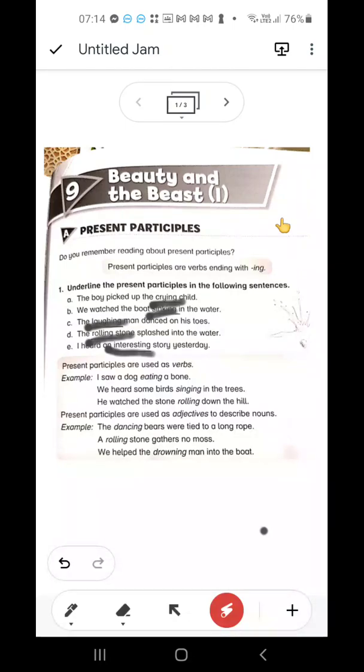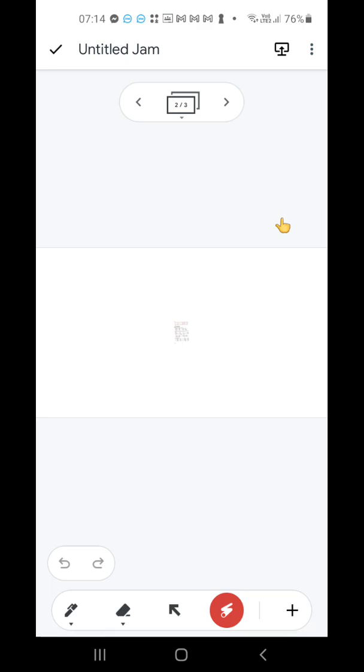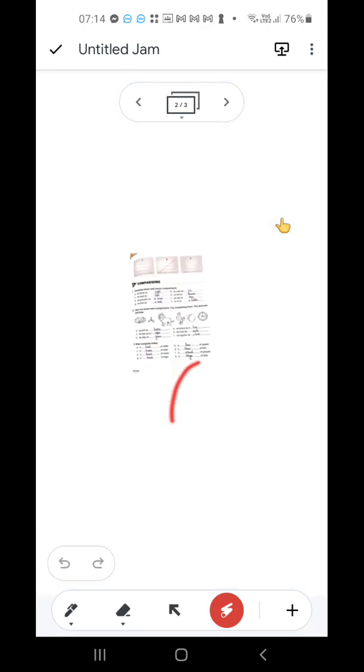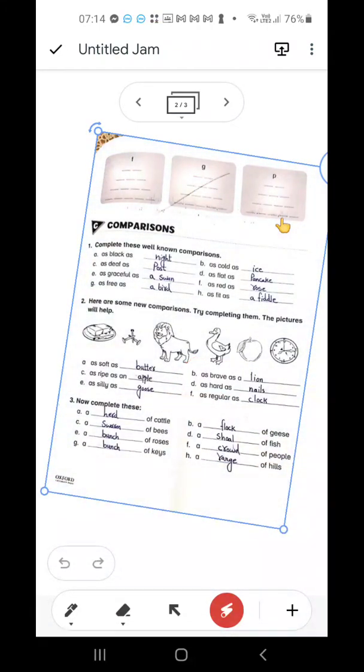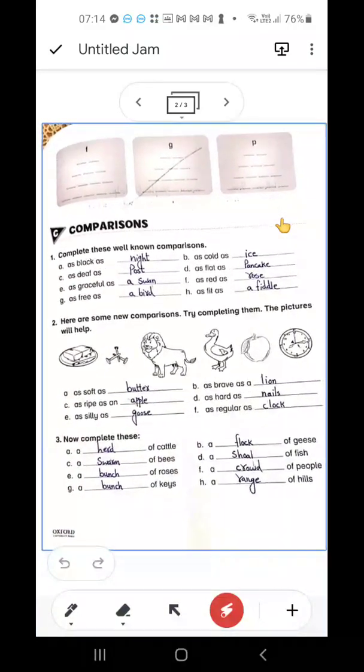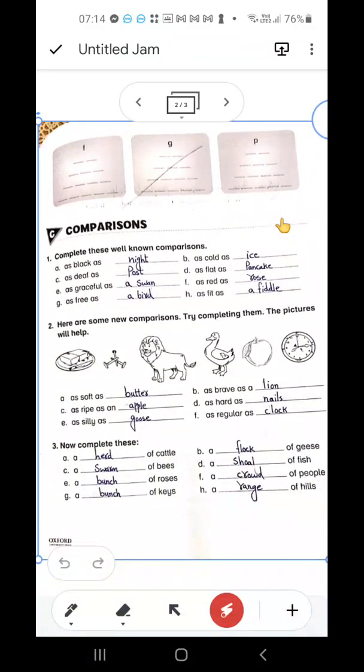Okay, come to the next page, please. This one, let me zoom in on it. Right, students, again on this page we have two important topics to be discussed. The first is comparisons.